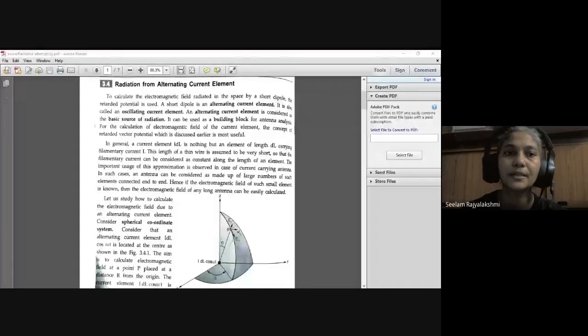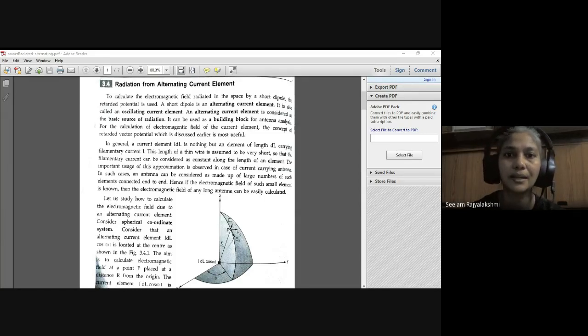Radiation from alternating current element. By using the retarded potential, we can calculate the electromagnetic field radiated in the space by a short dipole. That means to calculate the electromagnetic field radiated in the space by a short dipole, the retarded potential is used. So, what is this short dipole? It is nothing but the alternating current element. Also, we can say oscillating current element.